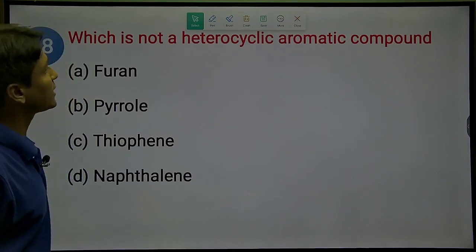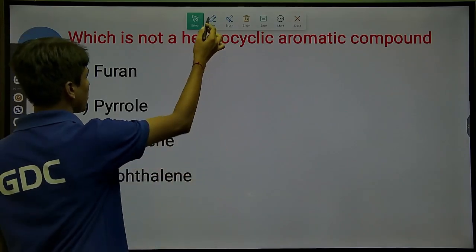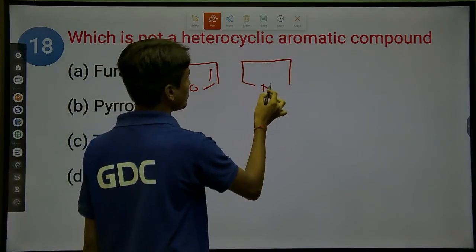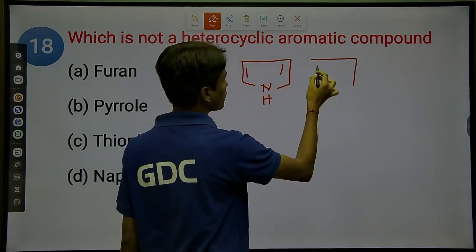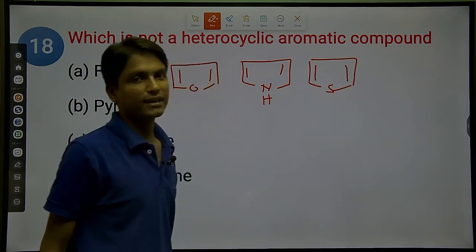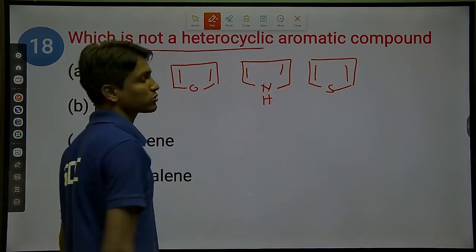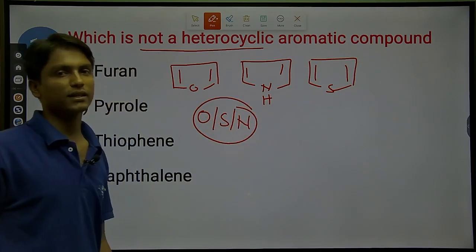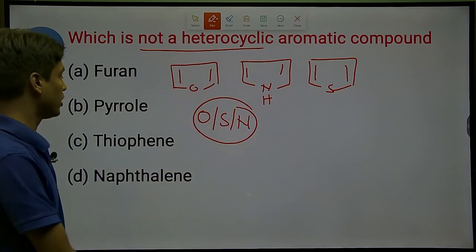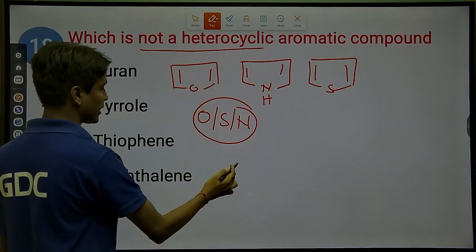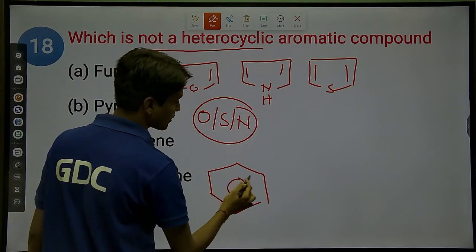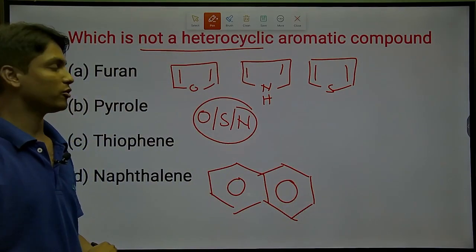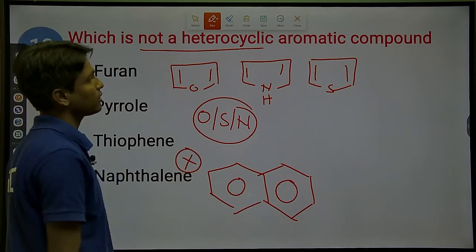Next, which is not a heterocyclic aromatic ring? Furan, pyrrole, next one is thiophene. All are heterocyclic aromatic, but the question asks which is not heterocyclic. Heterocyclic means a heteroatom, oxygen, sulfur or nitrogen, is present in the ring. Here, not heterocyclic means carbocyclic. In the structure of naphthalene only carbon atoms are there, that is carbocyclic. Hence it is not a heterocyclic aromatic compound.